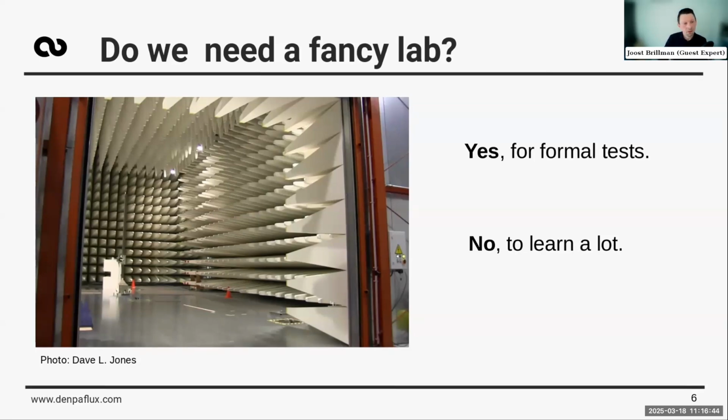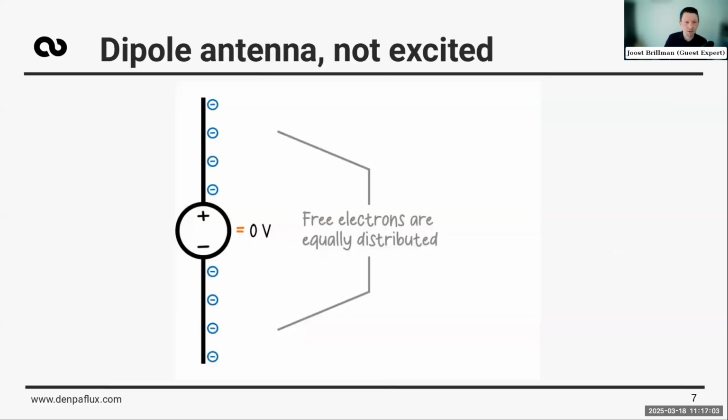When we talk about radiated emission, you always think: okay, so somehow radiation comes out of our product. So how is that happening? Apparently something acts as an antenna. And to illustrate a little bit more how that works, I have here a picture of a dipole antenna. This is an ideal dipole antenna.